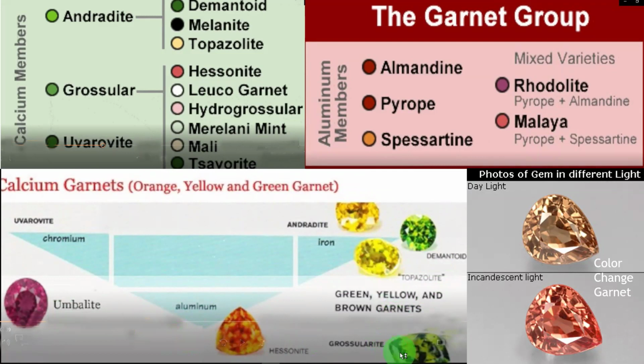Grossularite, another one. This is a color changing garnet. In daylight, this is the color maybe. There are different colors. In incandescent light, it is reddish. But there are color change garnets like alexandrites. Green to purplish red. I have sold.